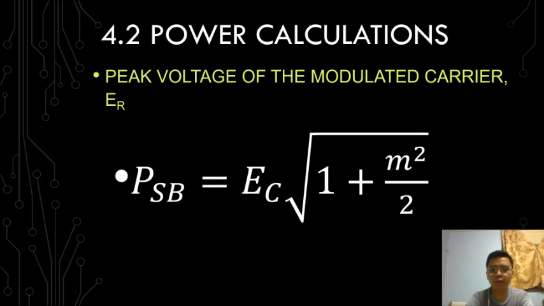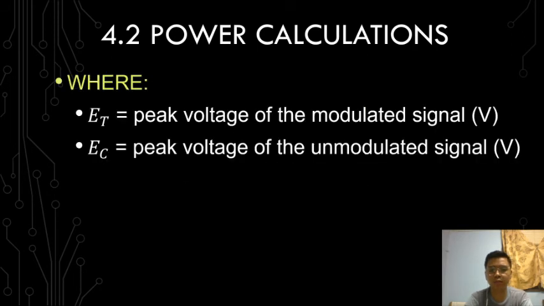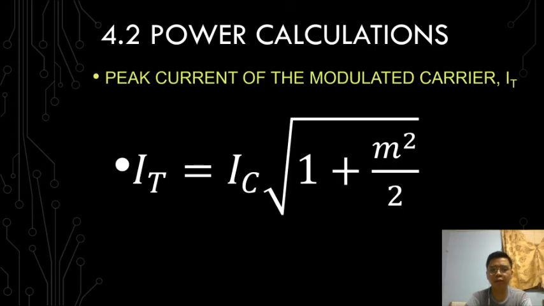This is the formula for peak voltage of the modulated carrier. E sub T is equal to E sub C times the square root of 1 plus M squared over 2, where E sub T is peak voltage of the modulated signal and E sub C is peak voltage of the unmodulated signal. And this is the formula for peak current of the modulated carrier.